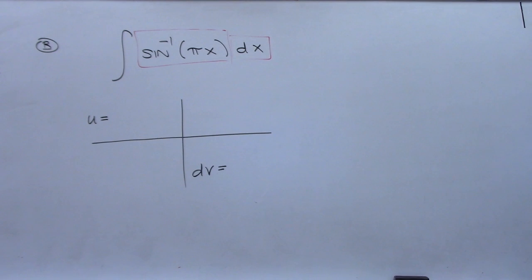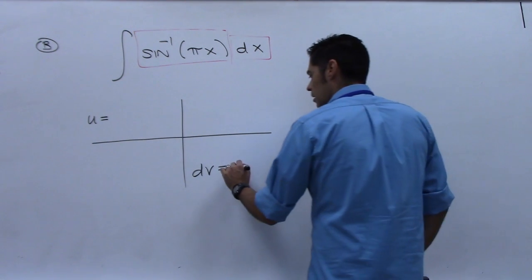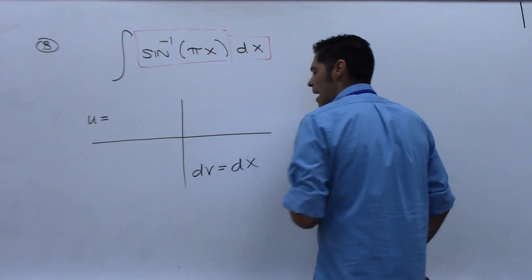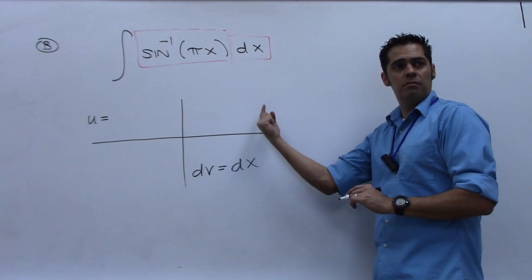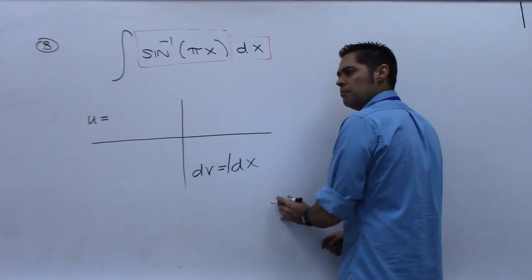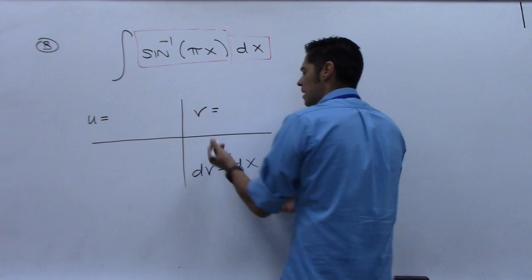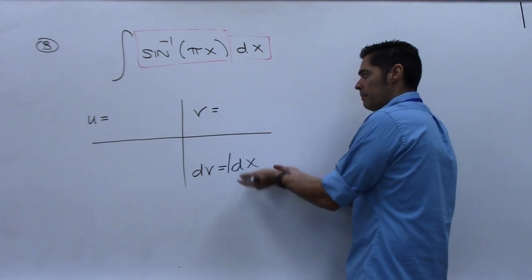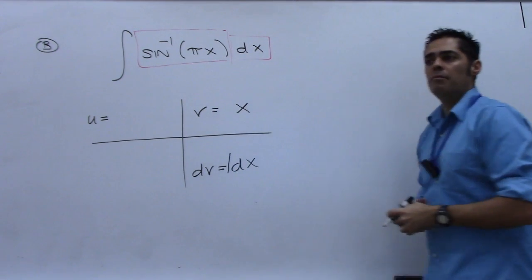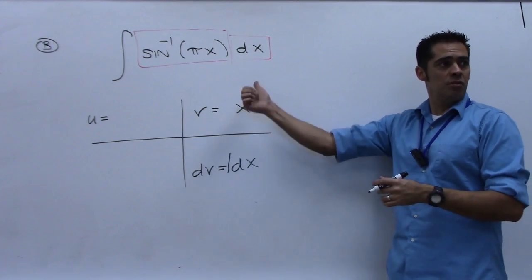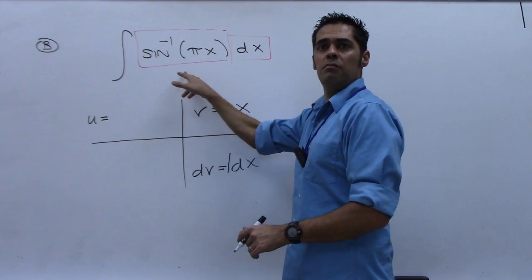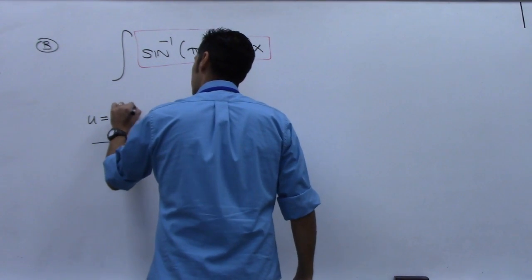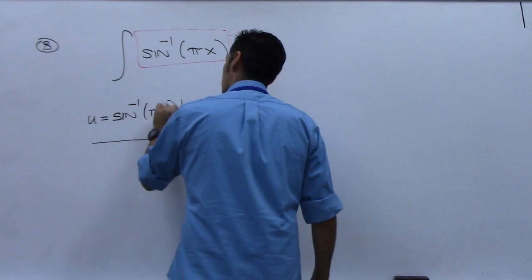Any ideas? dv is dx. Now, let's think about what would happen here. If dv is dx, you would have to integrate to go back up, wouldn't you? And this is like 1, isn't it? So v would be the antiderivative of 1, which would be x. So that's doable, isn't it? But that forces you to use the other part as u, which would be everything, arc sine pi x. With me?